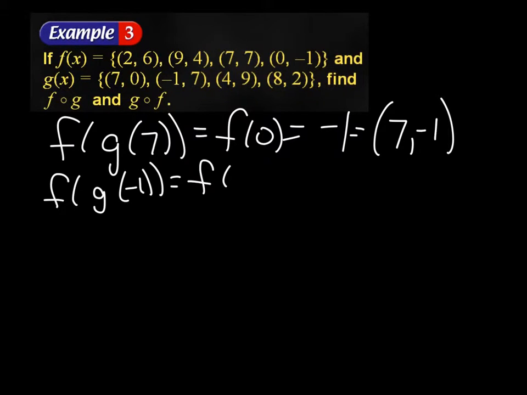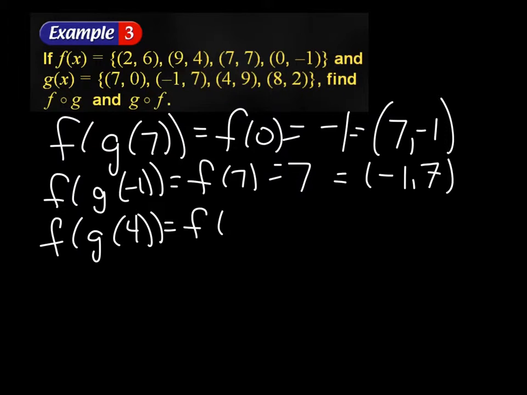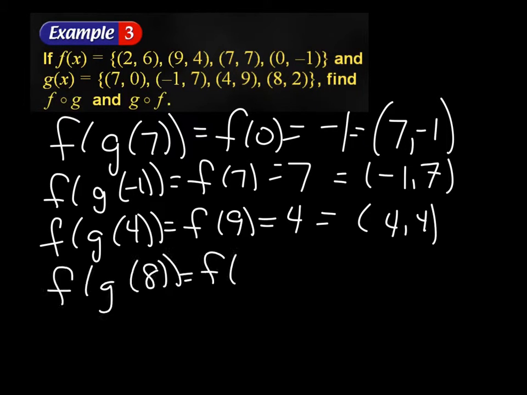To evaluate f of g of negative 1, g of negative 1 is 7. So now I need to go over to my f function. F of 7 is 7. G of 4 is 9. F of 9 is 4. G of 8 is 2, and f of 2 is 6.